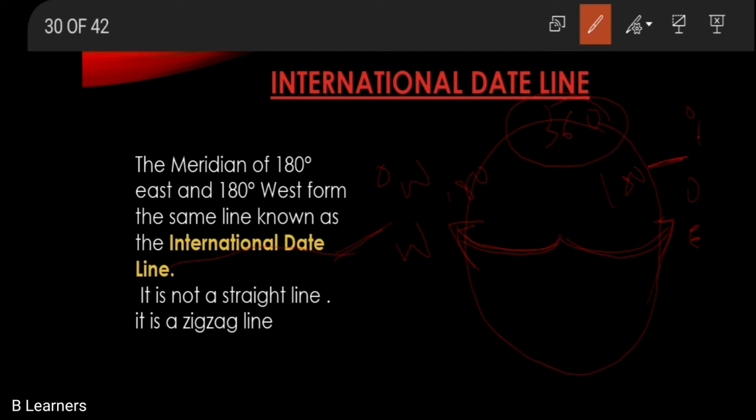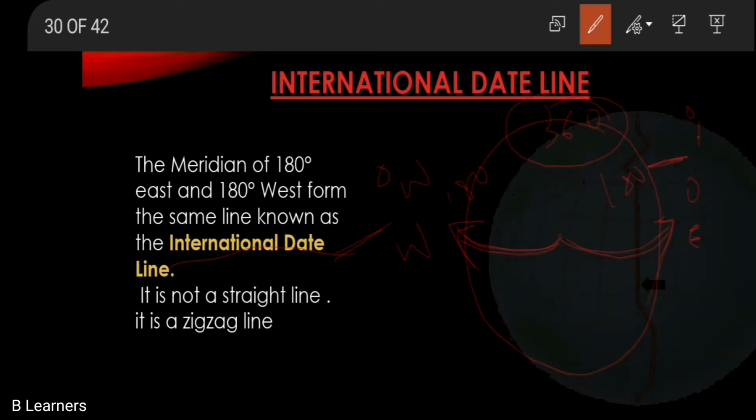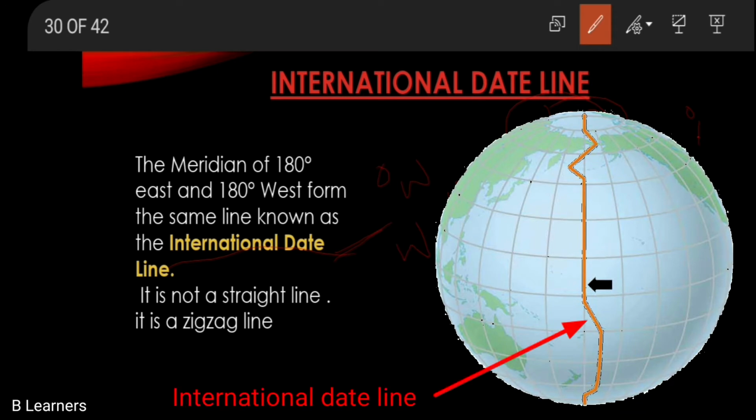The line at 180 degrees east and 180 degrees west, I told you, both form the same line. They are not different, but we are moving from different directions to reach that particular line. But when you reach it, you will see that they are the same line. If you move from the west or from the east, you will get that very same line. That line is called the international date line. It is not completely straight, it is zigzag. Somewhat like this.